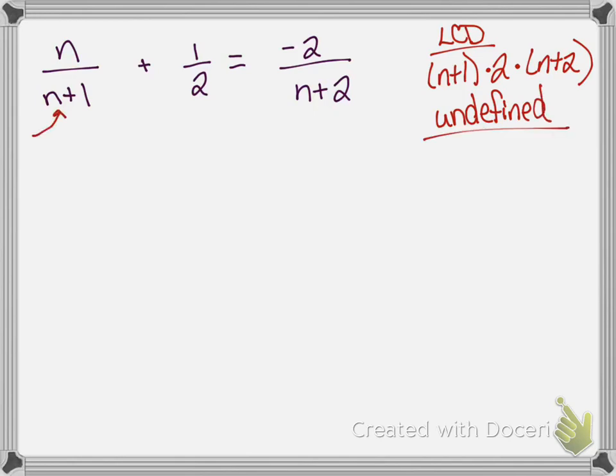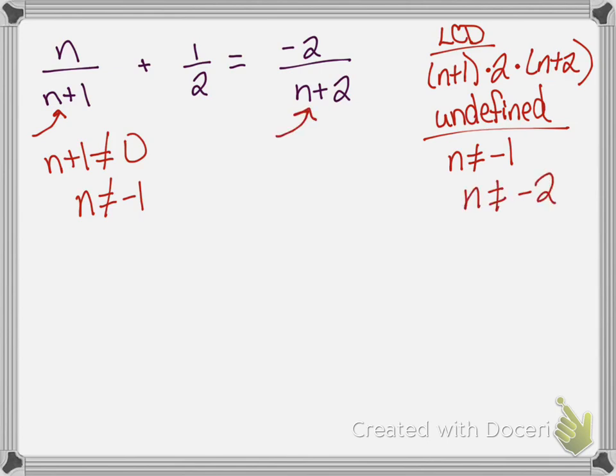What number do I plug in for n to make this part of the fraction undefined? Good. So n cannot be negative 1. And if you can't look at that and see it, then what you do is you set your denominator equal to 0 and solve. That's how you get that n can't be negative 1. Okay? So what can n not be here?